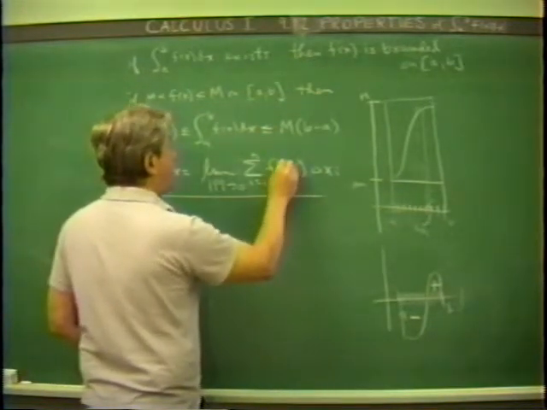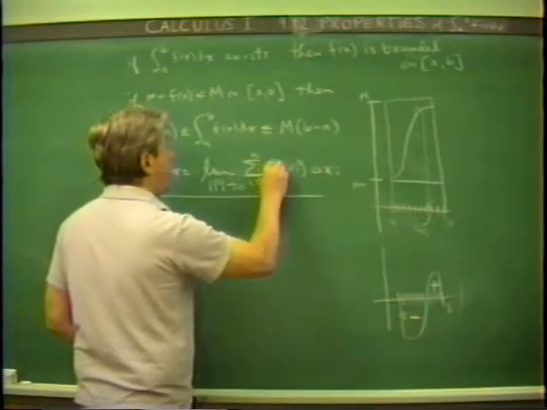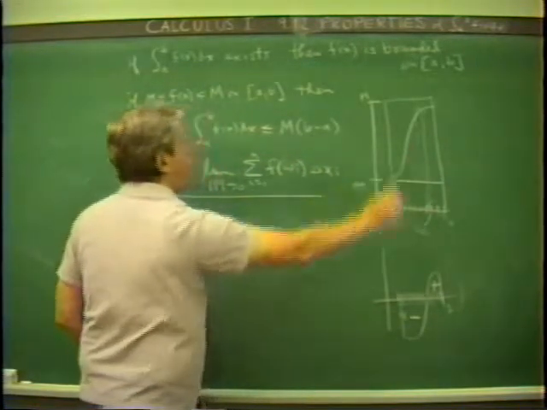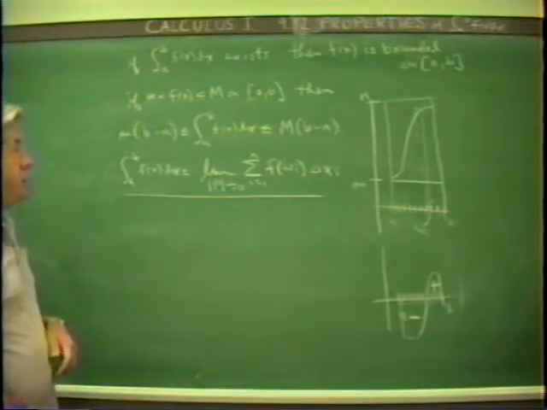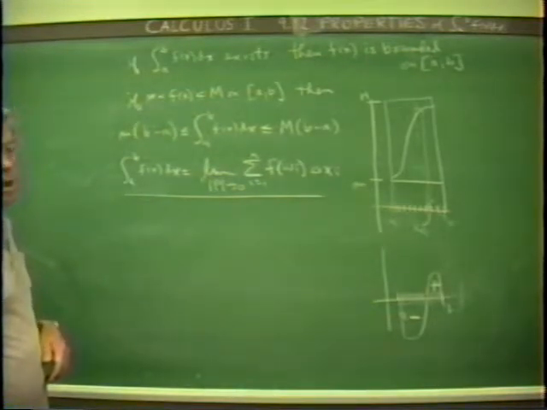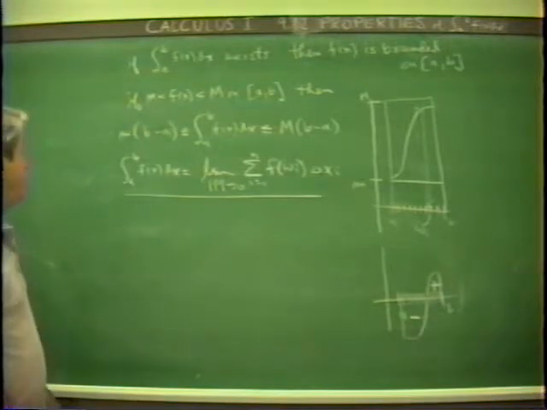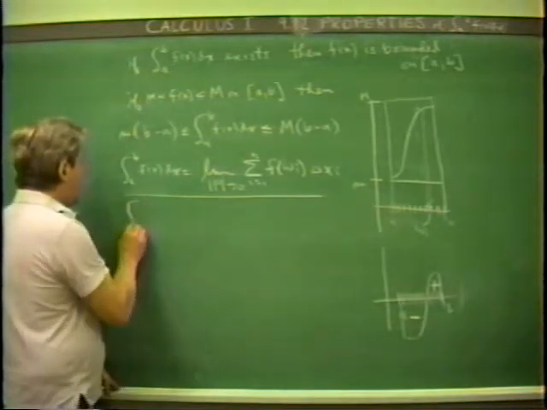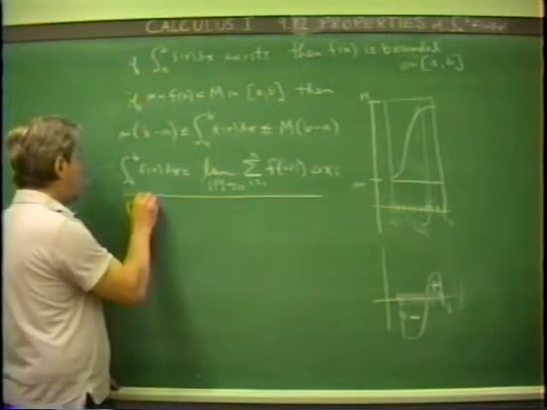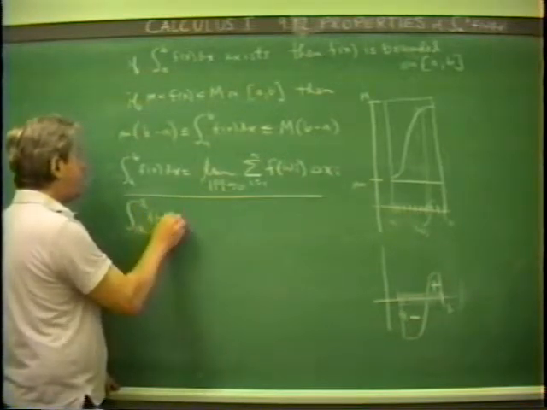At any rate, this is the definition of the integral, whether or not f is positive or negative. So when it's positive, you have a simple interpretation as the area above the x-axis underneath the graph between a and b. When it's negative, you have to be more careful. Right?